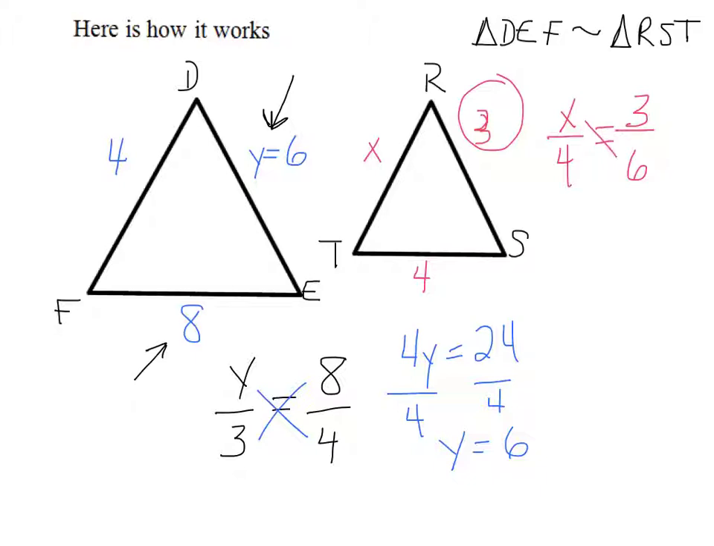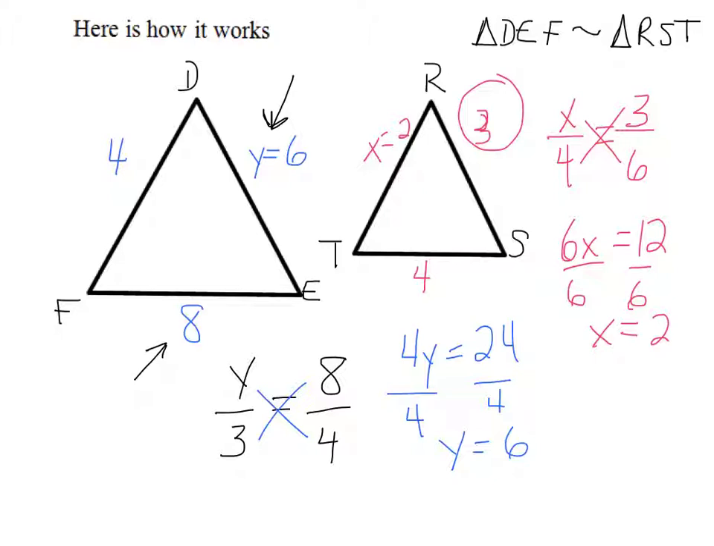So let's cross multiply. X times 6 is 6x. 3 times 4 is 12. Divide by 6. X equals 2. So right here, x equals 2. And I have found missing sides of similar figures.